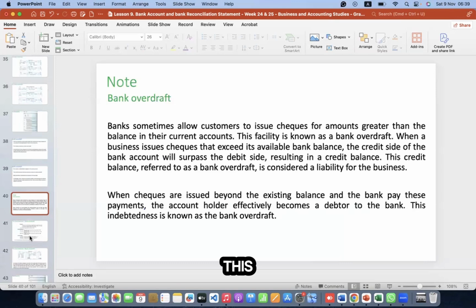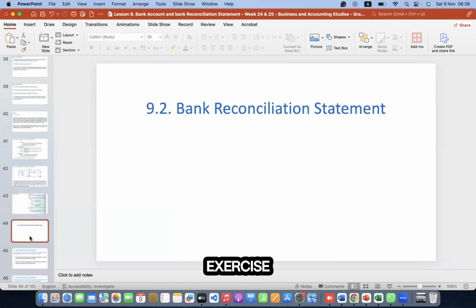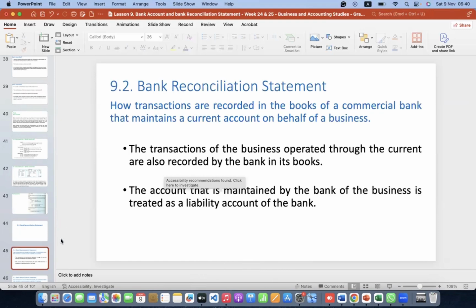So we did this exercise, we wrote the note, and today we are going to learn about the bank reconciliation statement. Did you all understand everything clearly up until now? Yes, sir. Okay. Shall we move on to the bank reconciliation statement then? Okay. Now, what is a bank reconciliation statement? That is what we are going to learn in this lesson.